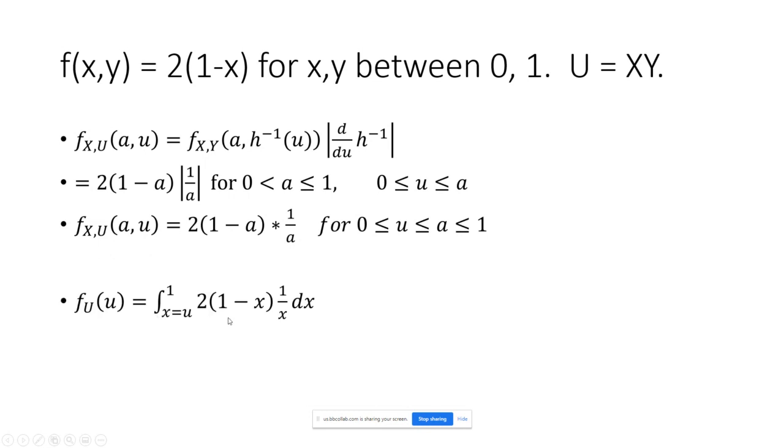All right. So we're replacing the a's with x's. So we have 2 times the quantity 1 minus x times 1 over x. We're taking the integral with respect to x, so the other variable, because we want the marginal density function for u. And then our bounds of integration are the possible values of x. So those are going to be from u up to 1.